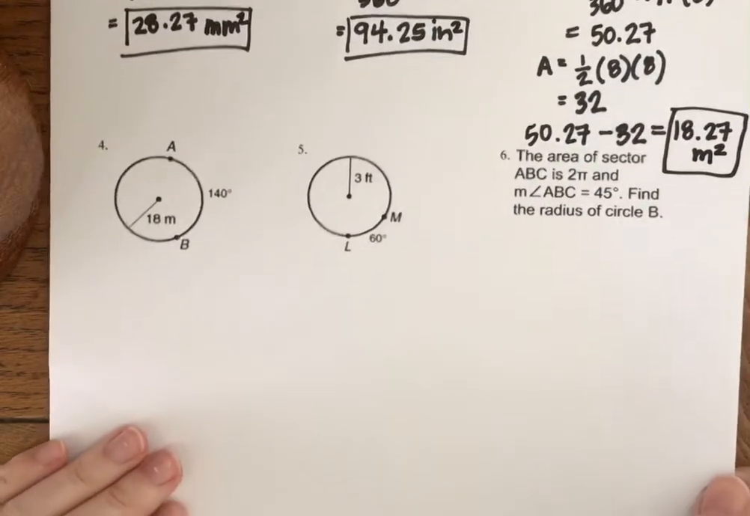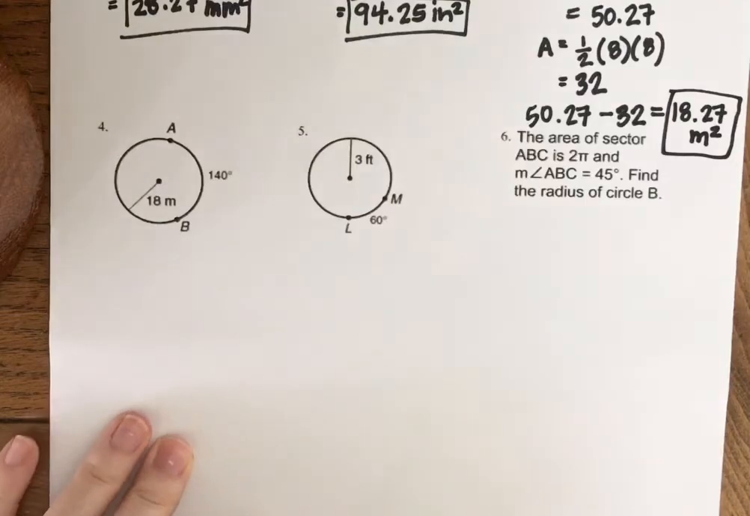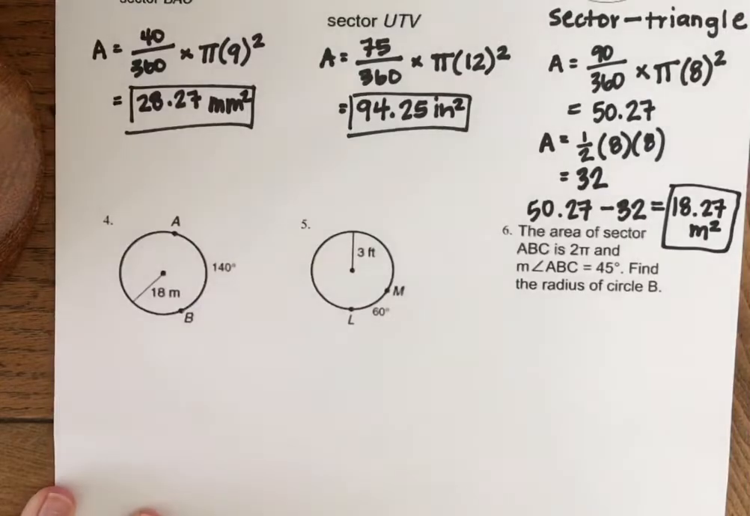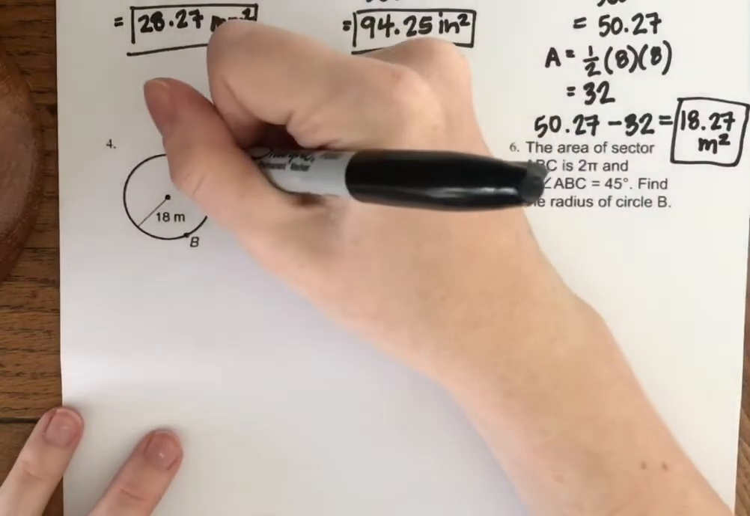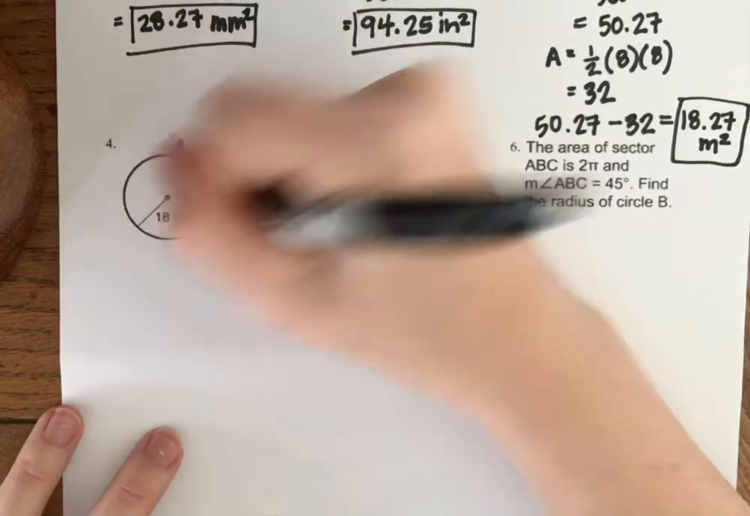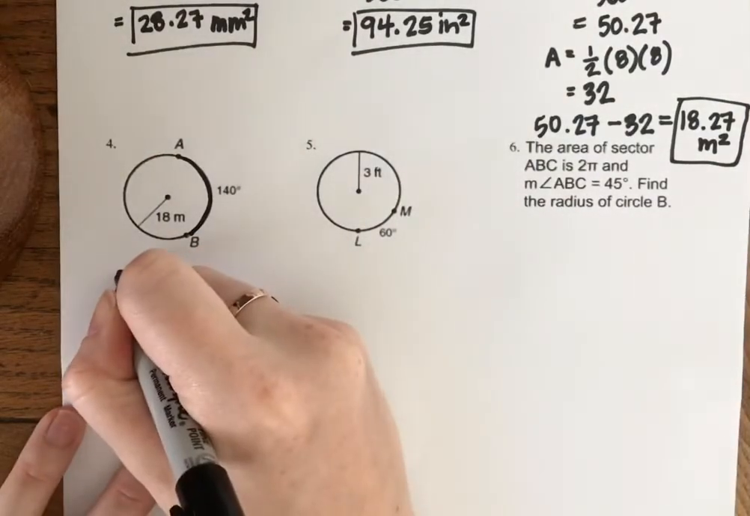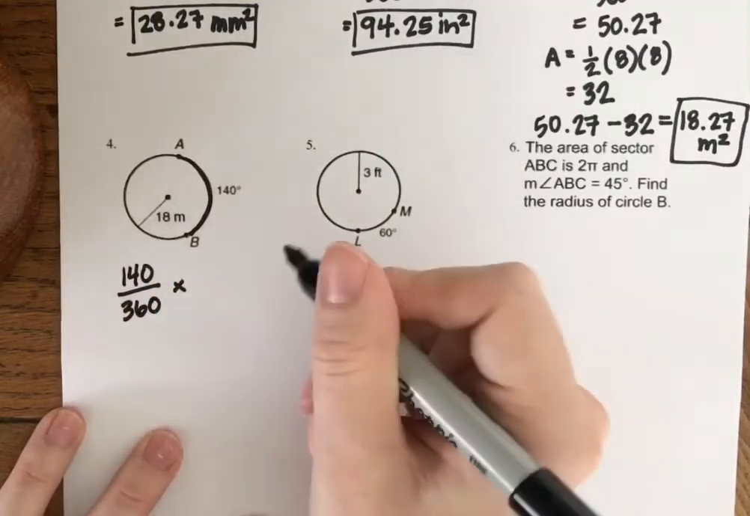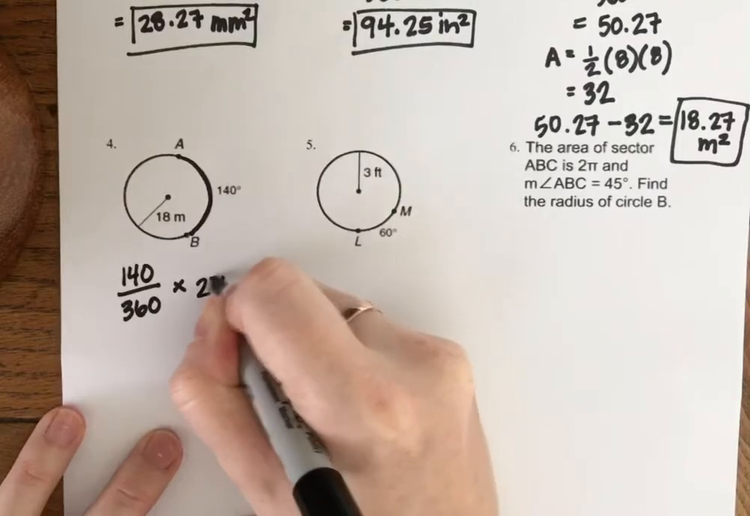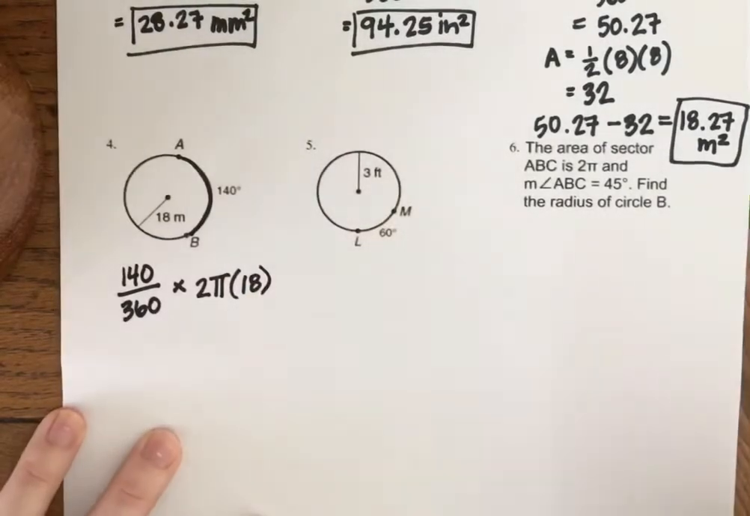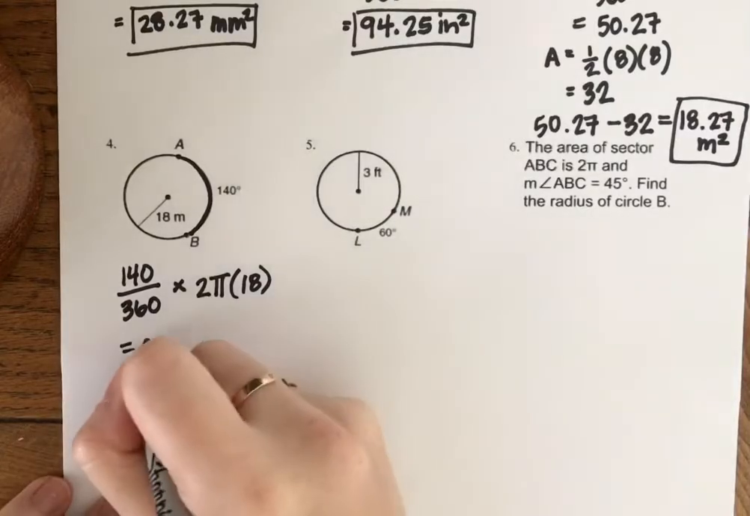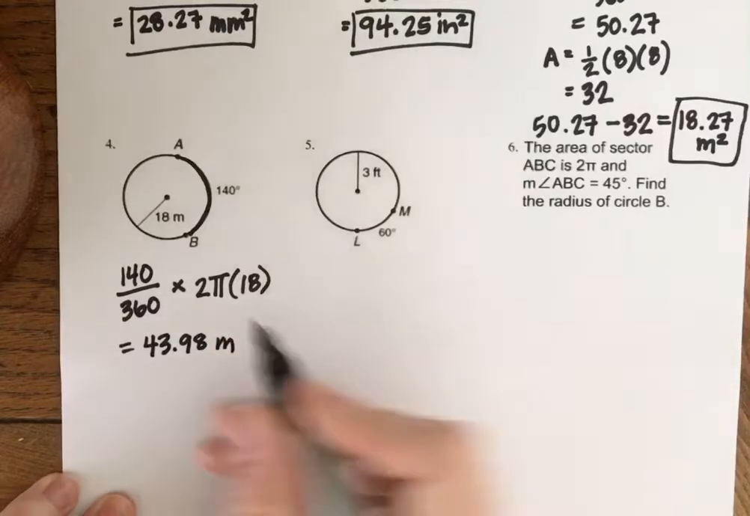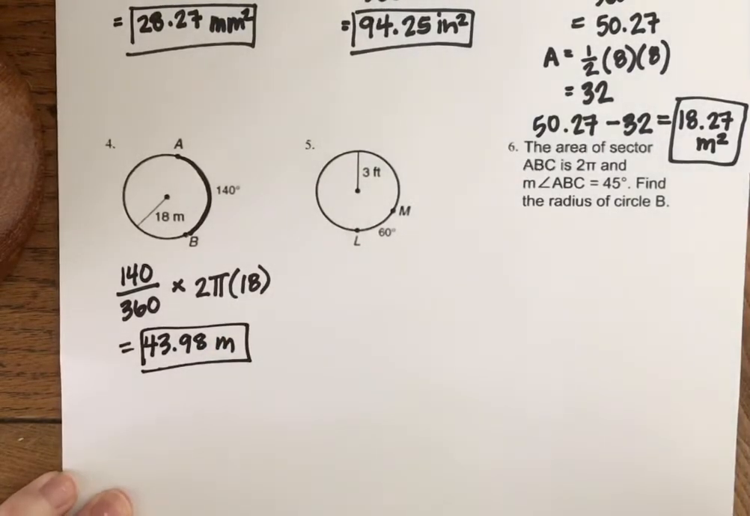Now for arc length, our formula is very, very similar, but we're multiplying the fraction by the circumference instead of by the area. So in number 4, if I'm trying to find the length of my arc from A to B, that would be degrees over 360, so 140 over 360 times 2 times pi times my radius, which is 18. Let's plug that into our calculator, and we get about 43.98. This one is just length, so I just have my regular units, in this case meters.